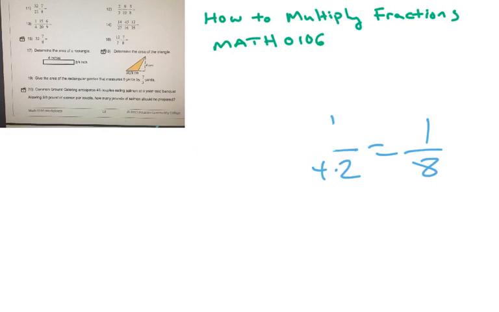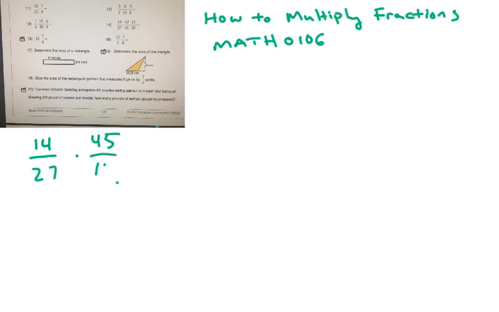step by step. I'll cancel one at a time. So the next one is going to be 14 over 27 times 45 over 16 times 2 over 35. So on this one, I'm just going to look at 14 and 35, and they're both divisible by 7. So 14 divided by 7 is 2, 35 divided by 7 is 5.